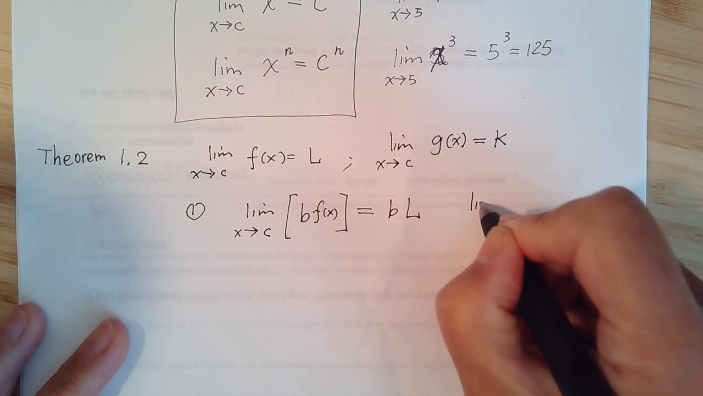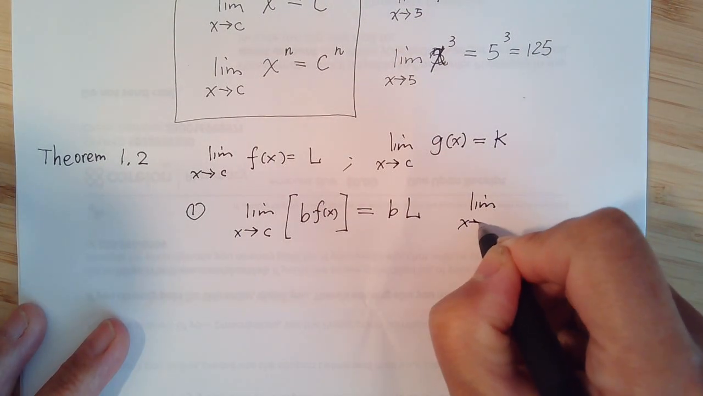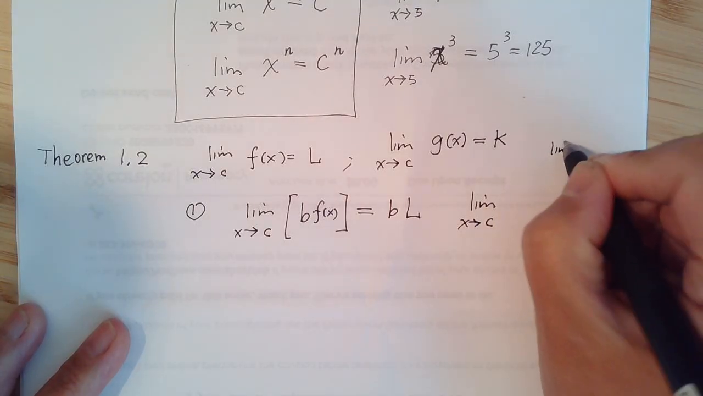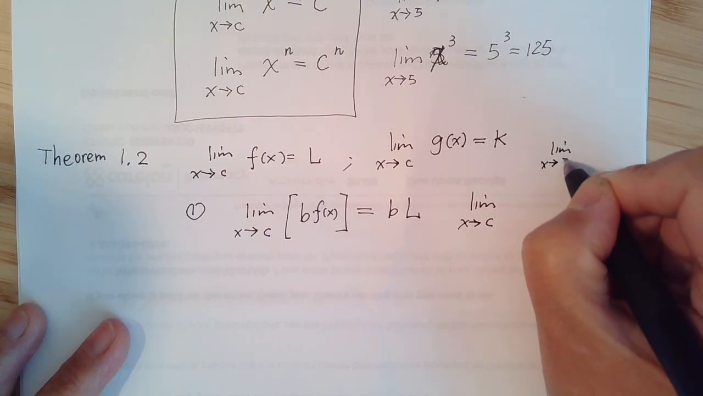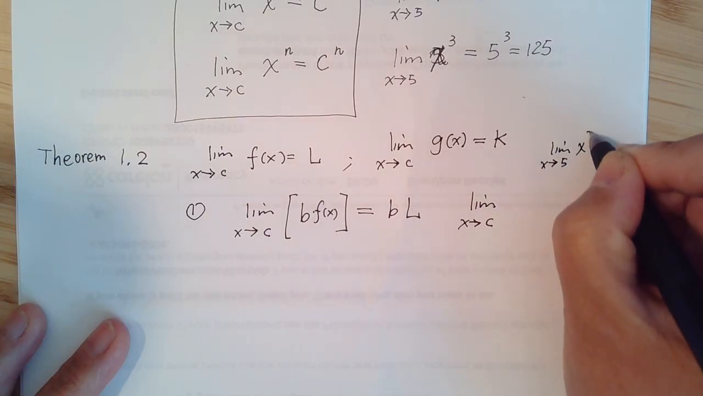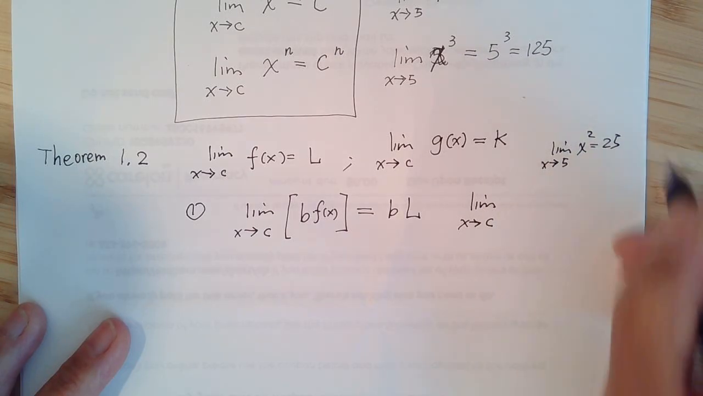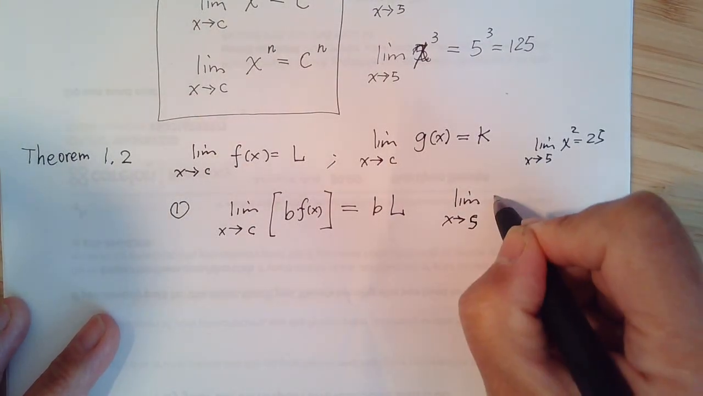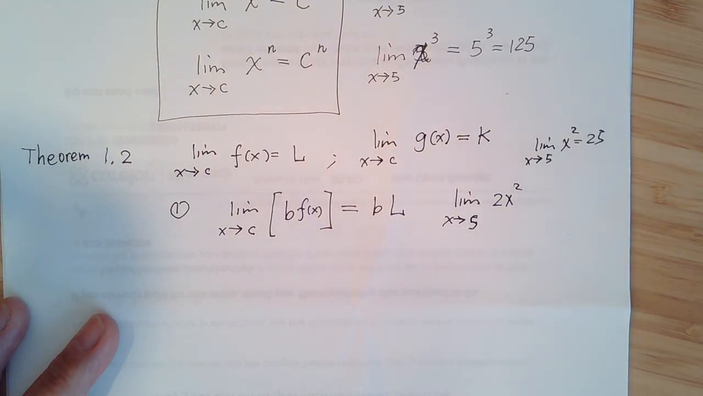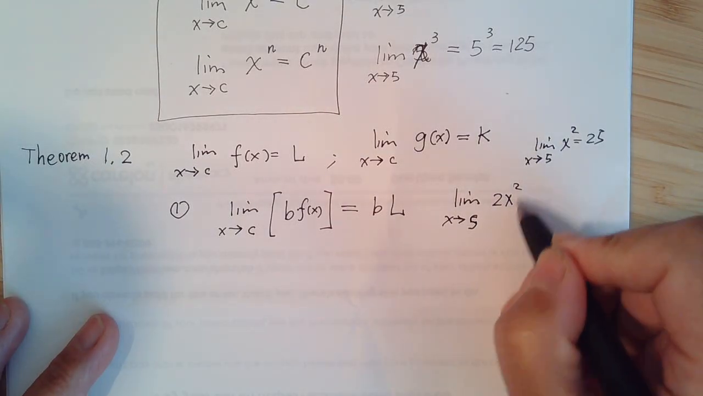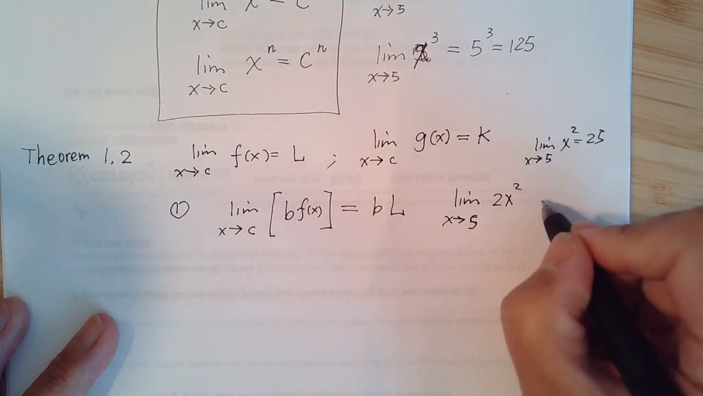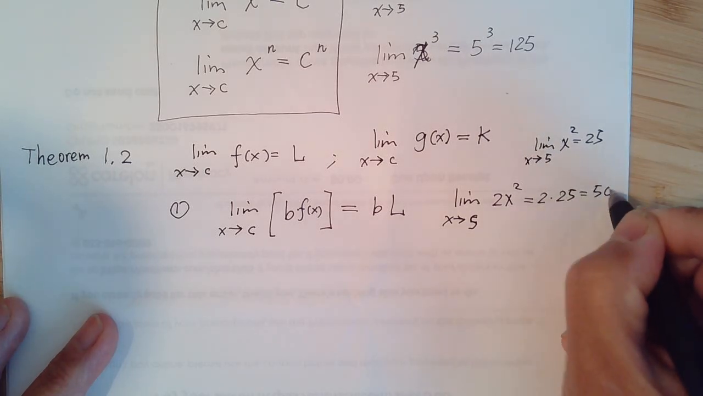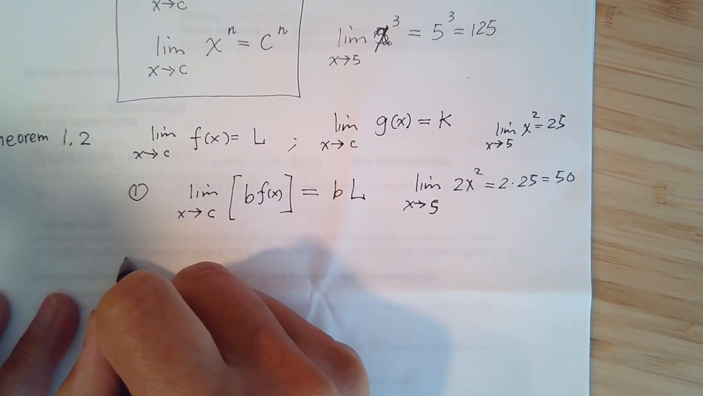For example, we know the limit as x approaches 5 of x squared equals 25. That's what we did a while ago. So what about when x approaches 5 of 2x squared? If we know x squared approaches 25, then 2 of that will be just 2 times 25. That will be 50. It's not too bad, is it? Okay, number 2.